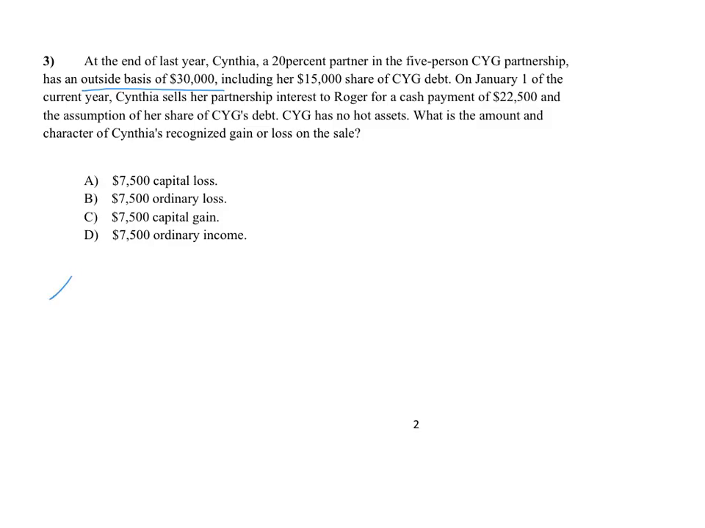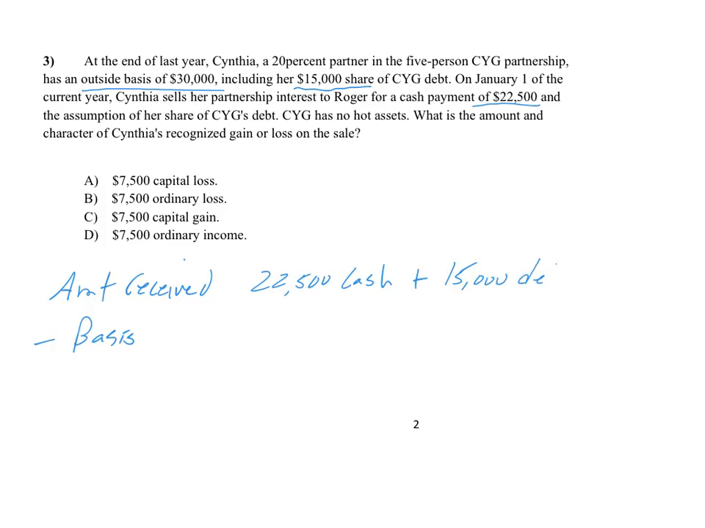Okay, so again, to figure out gain or loss, we have to look at amount received minus basis. And what did she receive? Well, she gets $22,500 of cash. But what did she also get? She also got debt relief. So she also receives $15,000 of debt relief.